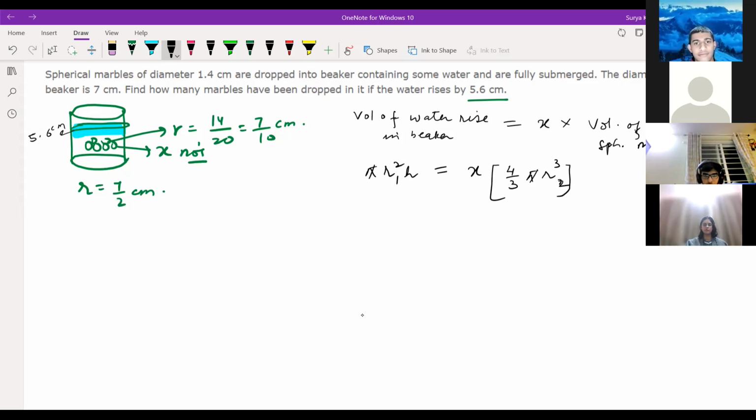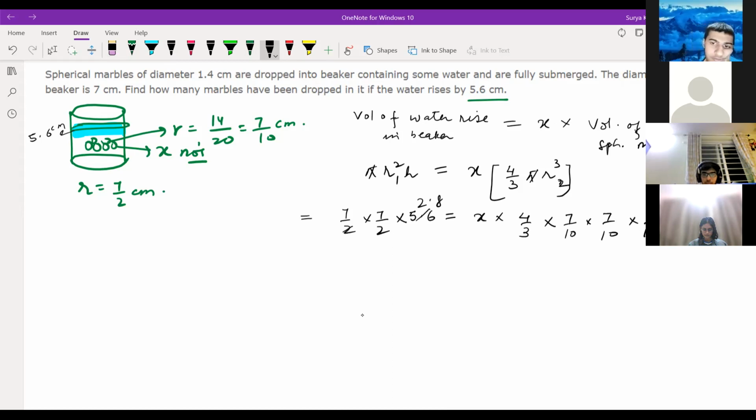Again we know the radius of the beaker, 7 by 2 into 7 by 2 into the height of this water level, which we should find, is equal to x. H is known, right? Height is 5.6. X into 4 by 3 into r2. R2 is 7 by 10 into 7 by 10 into 7 by 10. This way only. So 2 here is again 2.8.